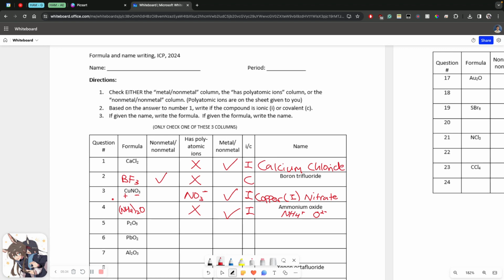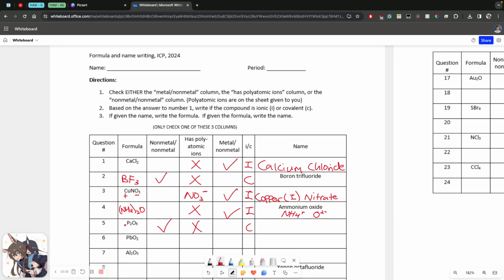All right, next up, P2O5. So the first thing we do is identify. The first element here is a nonmetal. Give it a check there. And we know based on this information that it's covalent. And we look at the oxygen here and determine that we have no polyatomic ions.